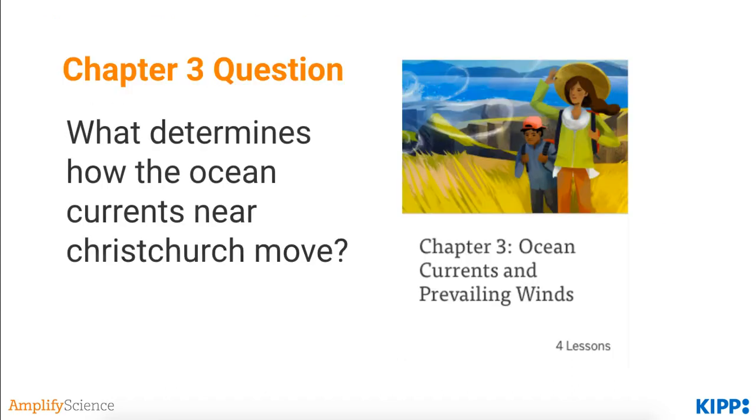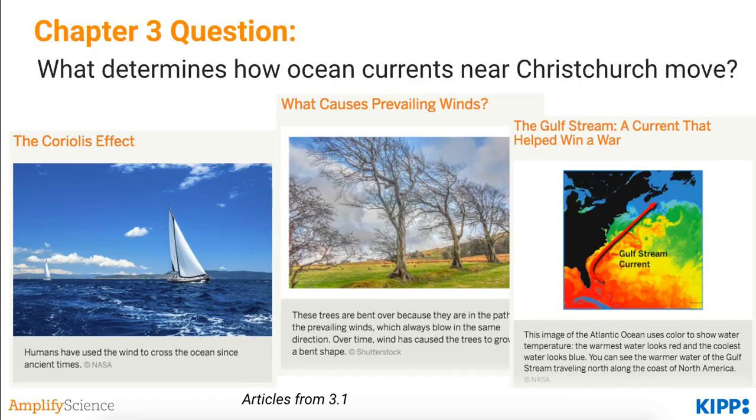Chapter 3 question. What determines how the ocean currents near Christchurch move? They read about the Coriolis effect, the prevailing winds, and then read about a specific current, the Gulf Stream, that passes over the east coast of the United States. In terms of the Coriolis effect, they're not assessed too deeply on this knowledge, so don't stress it too much. The prevailing winds, and this example of the current and how it moves warm water, are going to be really important moving forward.